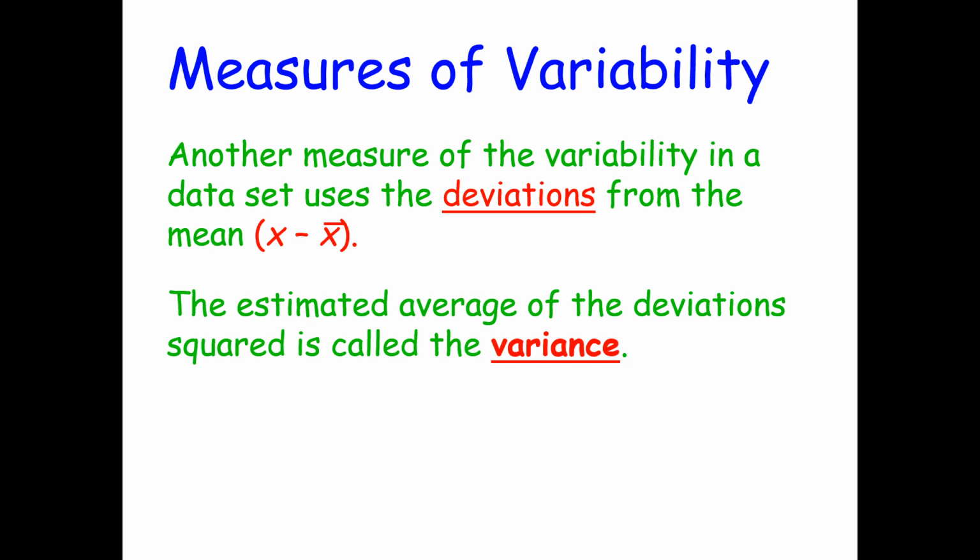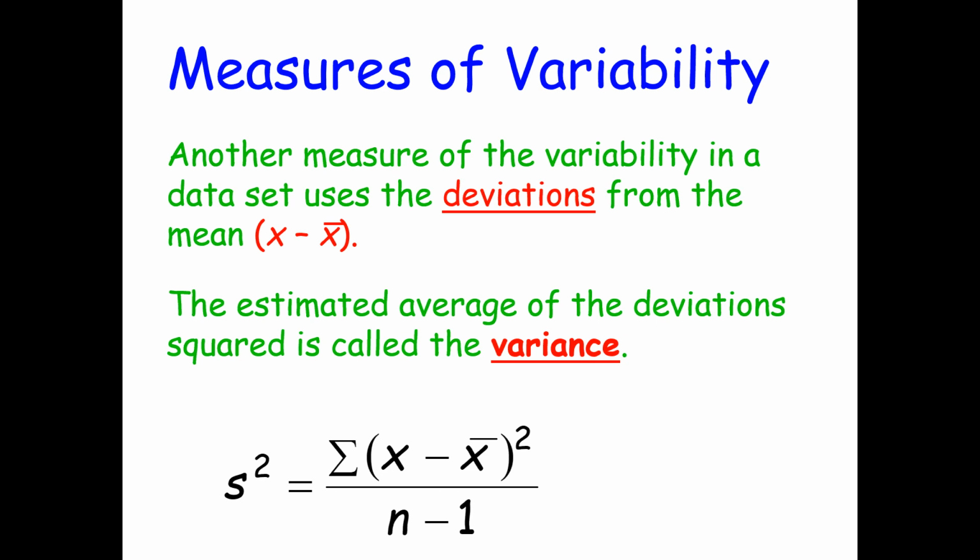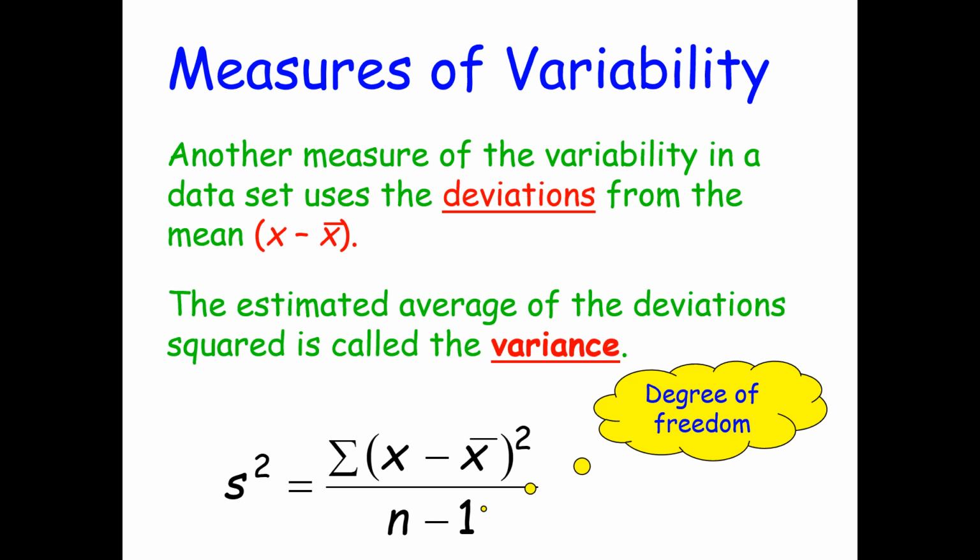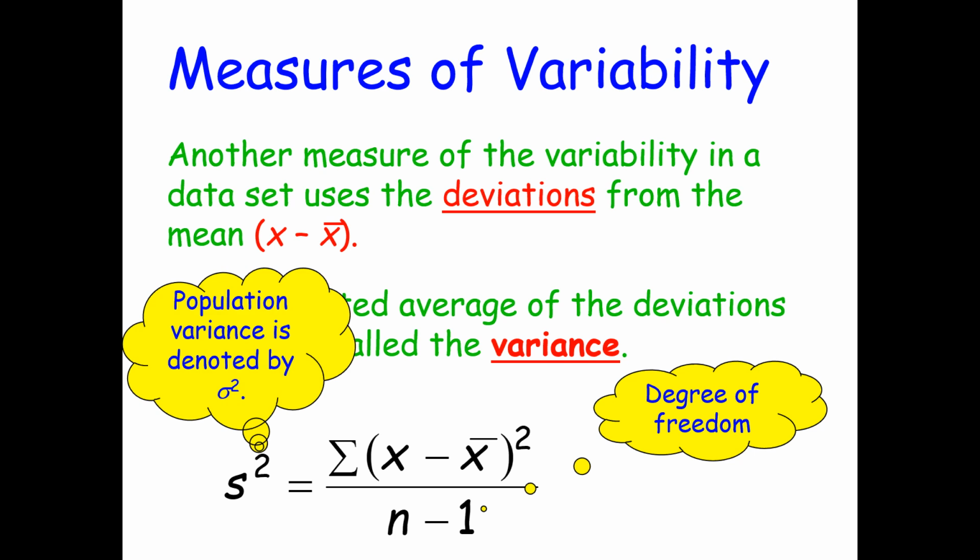the estimated average of the deviation squared is what we call the variance. It's represented by the equation s squared equals the sum of the deviations squared divided by n minus 1. Now we do n minus 1, it's called the degree of freedom. Now this is our sample variance, so if we were trying to find our population variance, it would be denoted by a sigma squared.